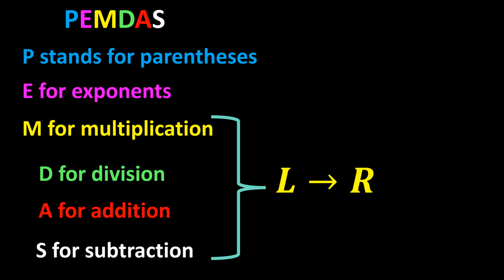PEMDAS is an acronym that shows the order of operations in math. P stands for parentheses, E for exponents, M for multiplication, D for division, A for addition, and S for subtraction. Operations inside parentheses and exponents are done first, then multiplication/division, and finally addition/subtraction from left to right. Multiplication and division, as well as addition and subtraction, have equal priority.